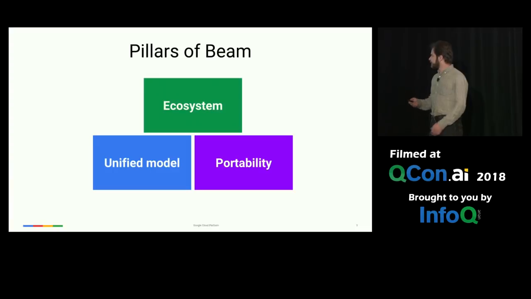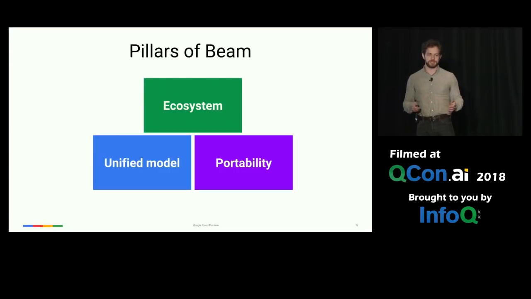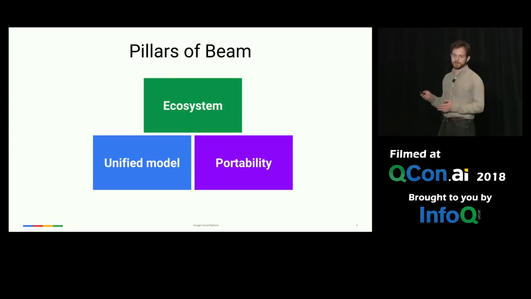The three pillars of Beam that I would like to talk about in this talk are, first, its unified programming model that erases the distinction between batch and streaming data processing; the portability, which is perhaps even more disruptive. It is the idea that you can program pipelines in a mixture of languages and run them in a mixture of backends. And I'm going to talk about Beam's role in the data processing ecosystem as a whole.